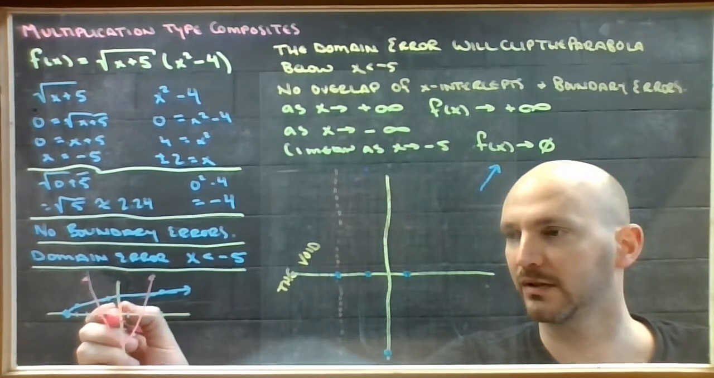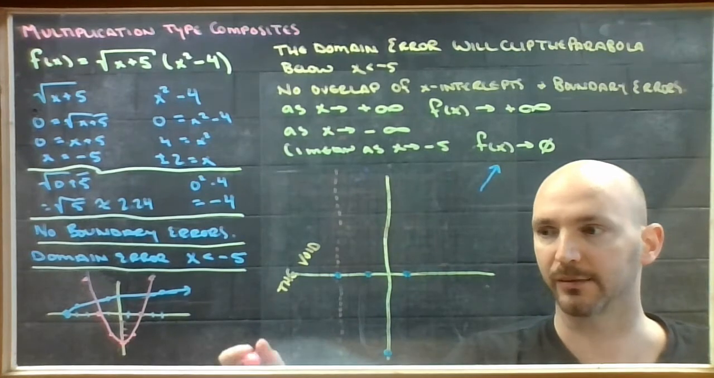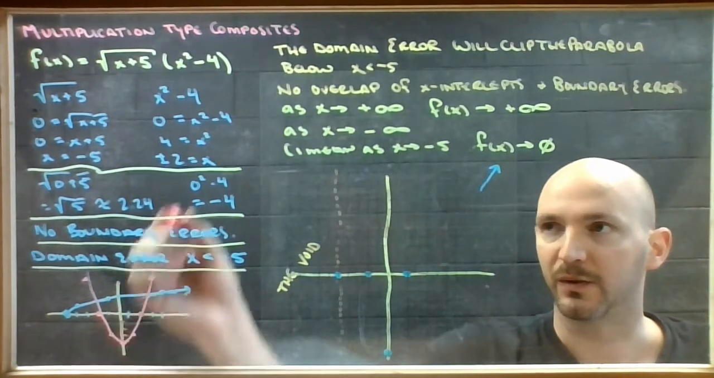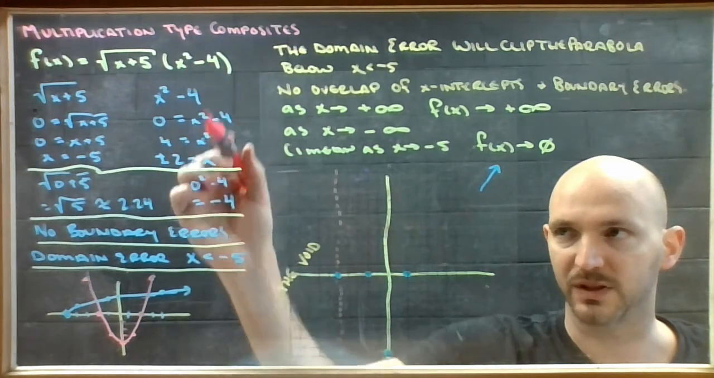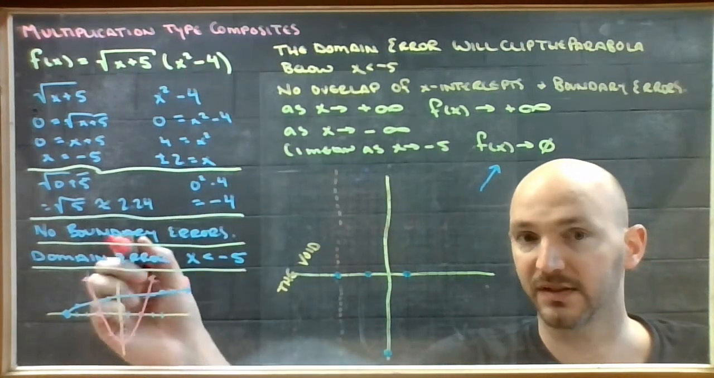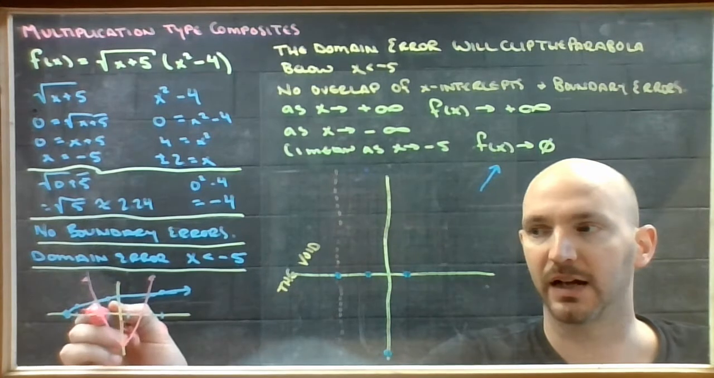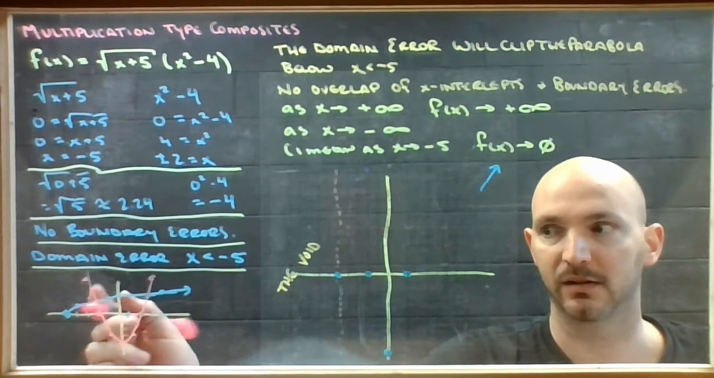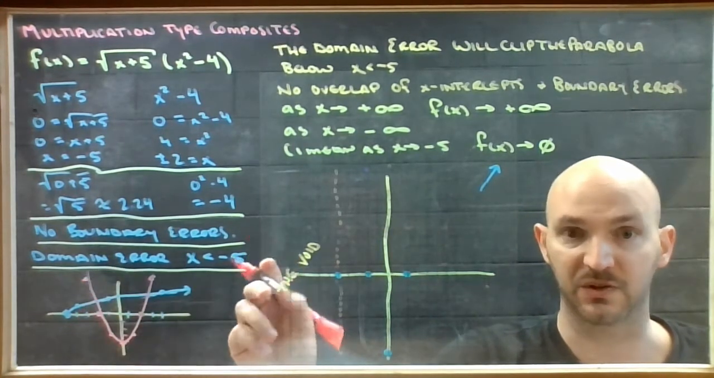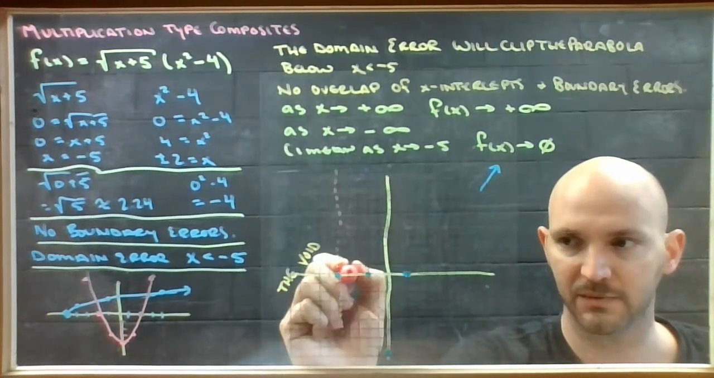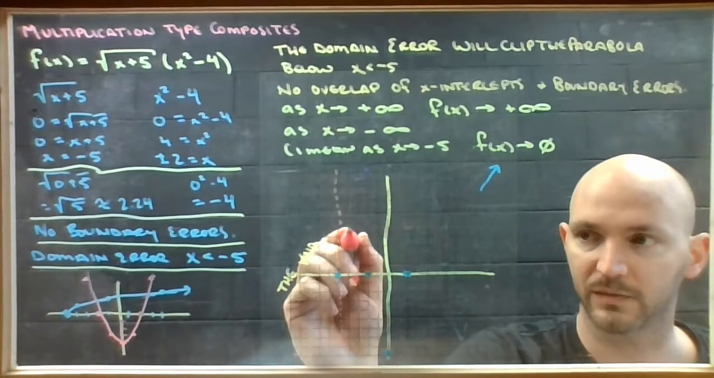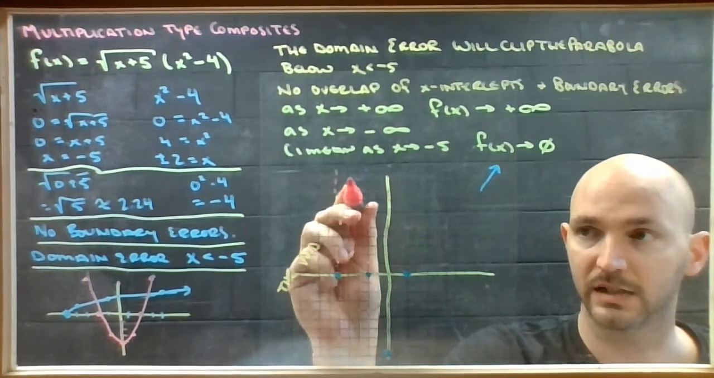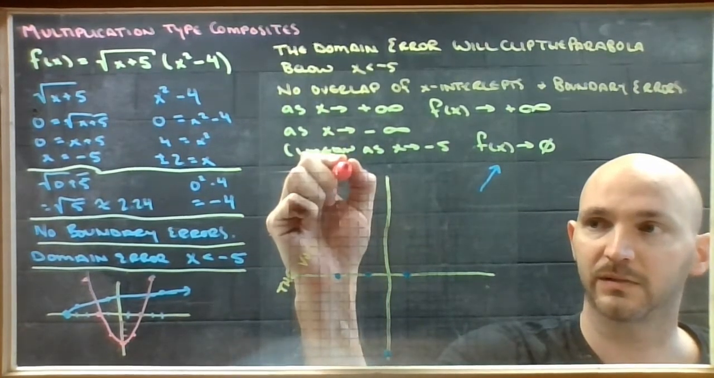So I'm going to start with this spot here. This is at -4. So if this was -4, I'd have 16. 16 minus 4 would be 12. So the parabola is 12 high, and my radical is 1 high. 1 times 12 would be 12. So at that same place, -4, I'm up at 12.